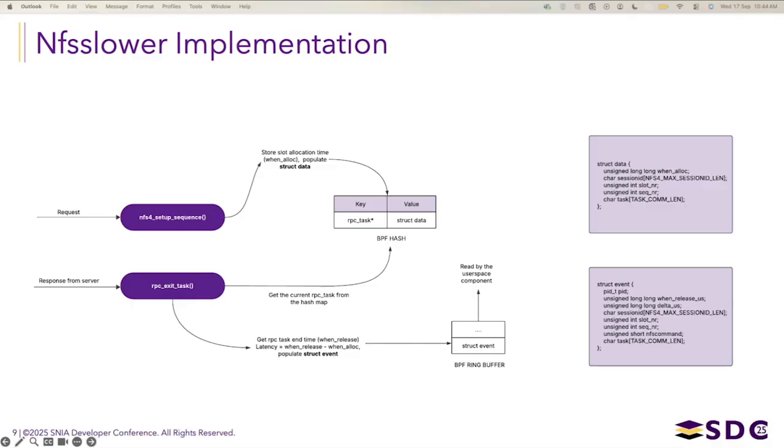Once we are done with the RPC task, so the RPC task remains around in my understanding until we hit RPC task exit. Once we hit that, we get the pointer again and extract the data from this particular hash map, and we get the allocation time. The current time is the release time. Subtract the two, and we populate this event structure, which has the session ID, the slot number, the sequence number, the NFS command, etc. And then all of this is packaged and sent to the user space via eBPF ring buffer again.